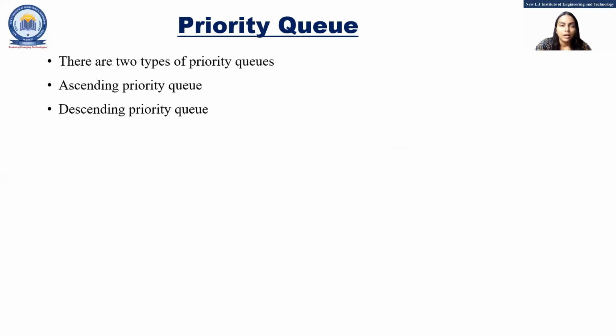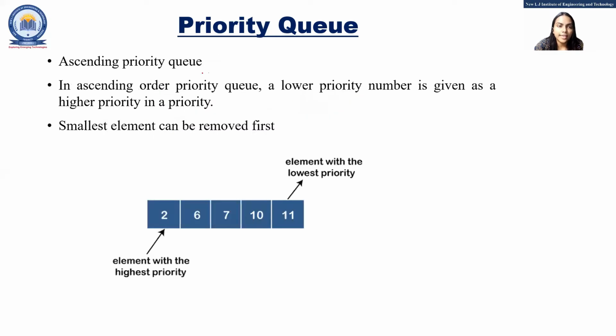Now, by default, there are two types of priority queue, which are ascending priority queue and descending priority queue. Basically, in these, the elements are in already sorted order, right? In the ascending priority queue, what happens here is, ascending means starting from 1 to n, right?